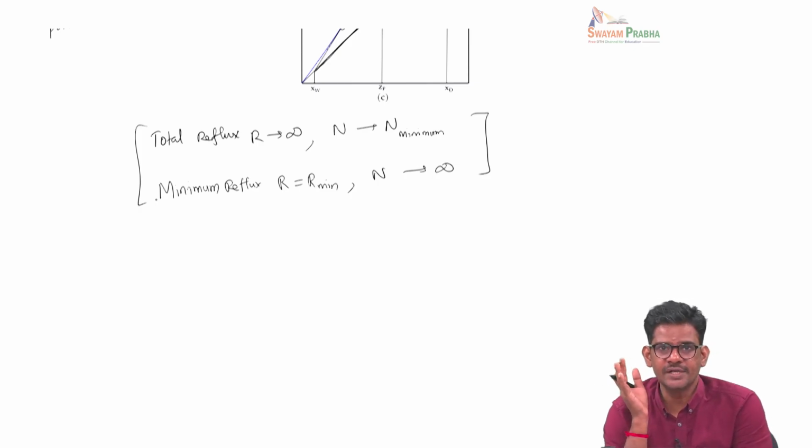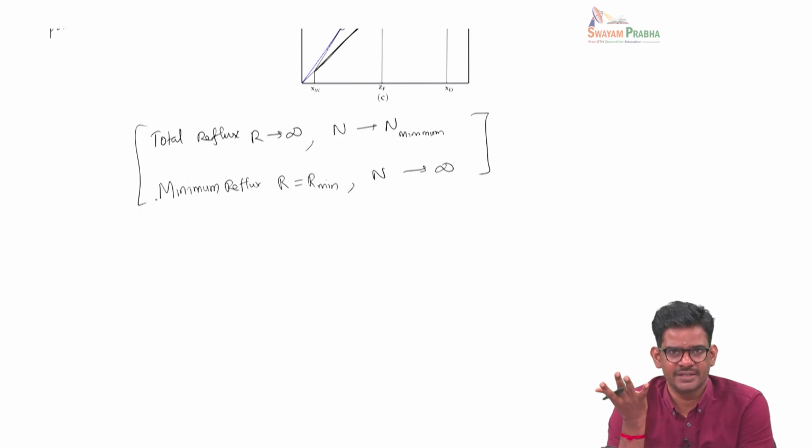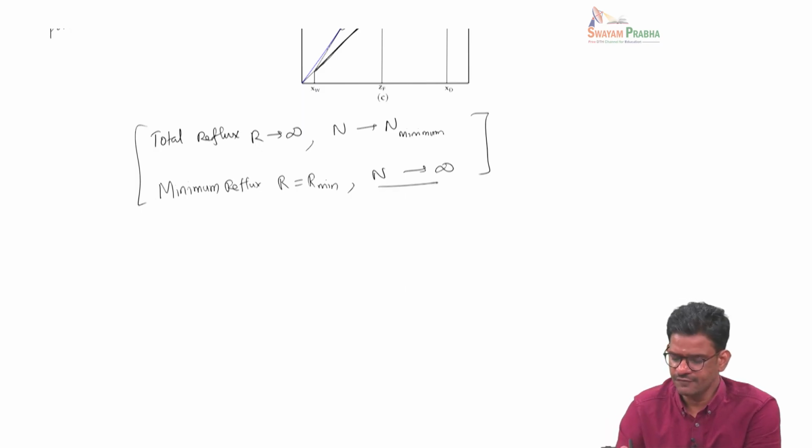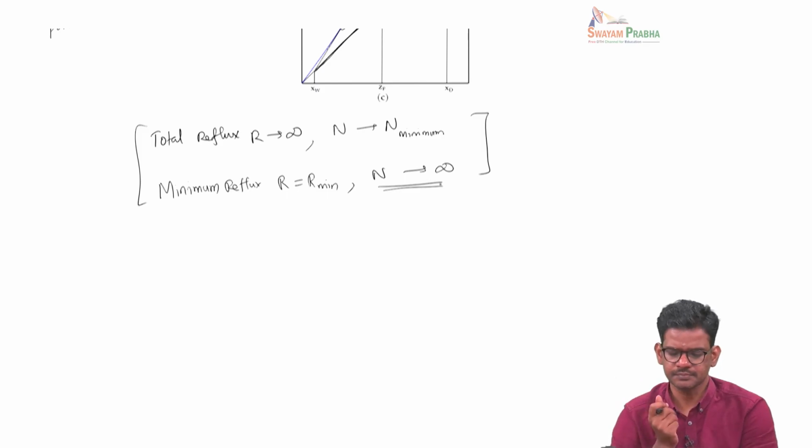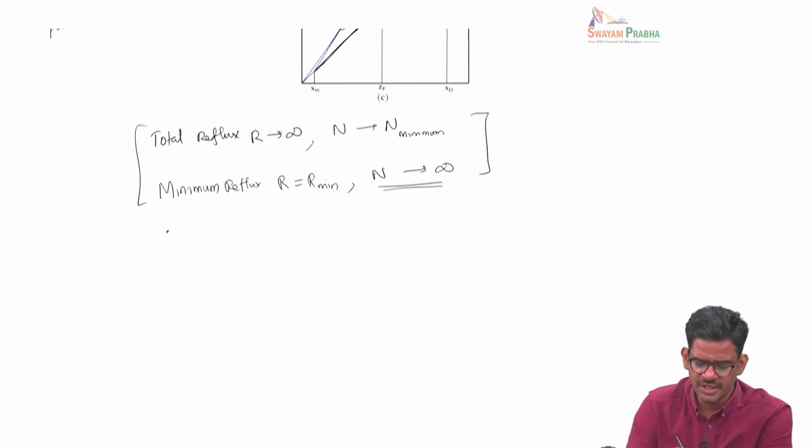Operating under total reflux means we operate under minimum number of theoretical stages, but we are not able to withdraw any product. On the other hand, under minimum reflux, we have a very large number of theoretical stages, the N going to infinity. So we can ask, what about the optimum reflux ratio? Is there an optimum reflux ratio?